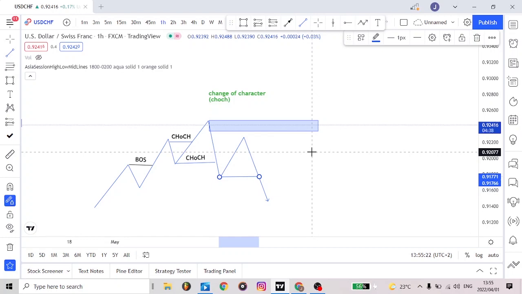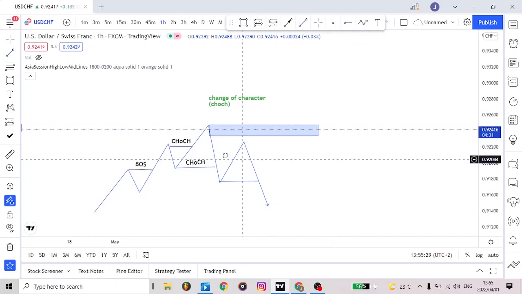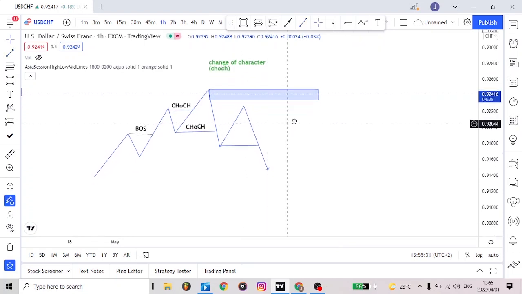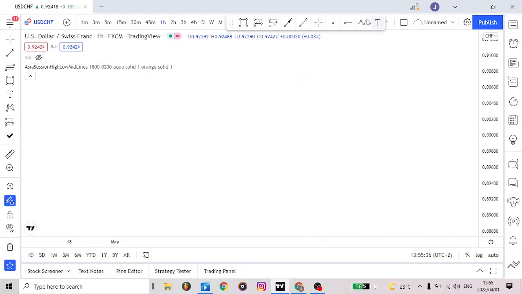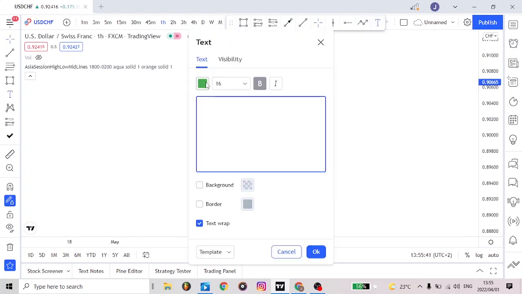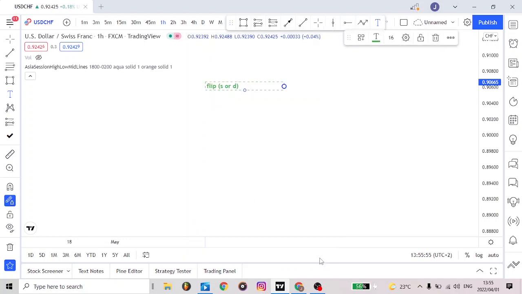But before we go ahead to the charts, now let's talk about a supply and demand flip, the difference between a supply and a demand flip. Now we're gonna be talking about the flip, either the supply or the demand. Let's talk about the flip.